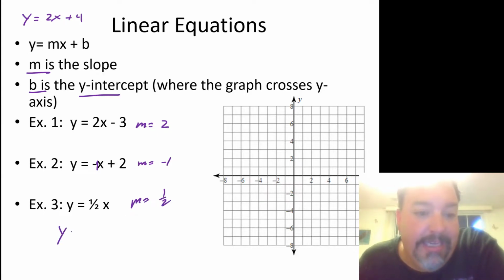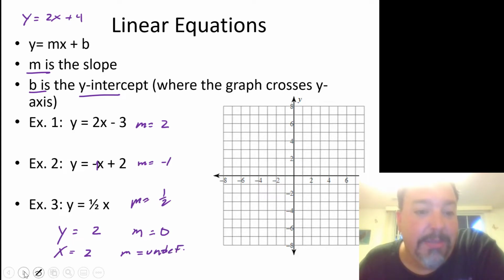If we had y equals, let's say, 2, what's the slope? How many x's do you see? There's no x's here. The slope is 0. So if it looks like y equals a number, then the slope is going to be 0. That's going to give us a horizontal line. And if we have x equals a number like x equals 2, well, we're going to find out that that is a vertical line. So if you have just x equals a number, you're going to have a vertical line. And it's going to be slope is undefined.